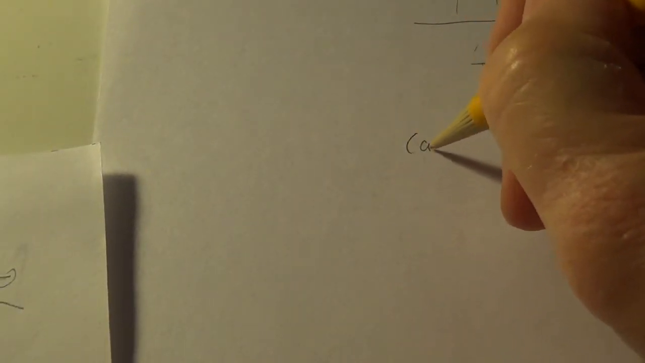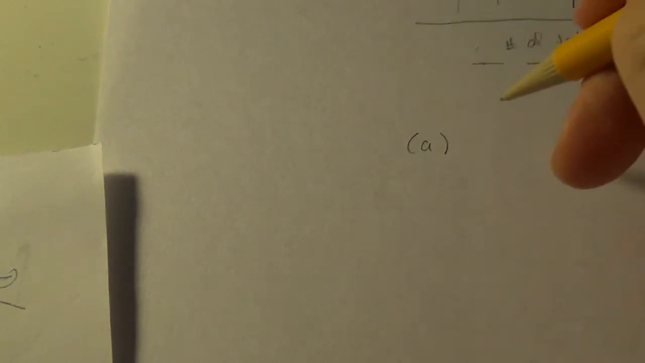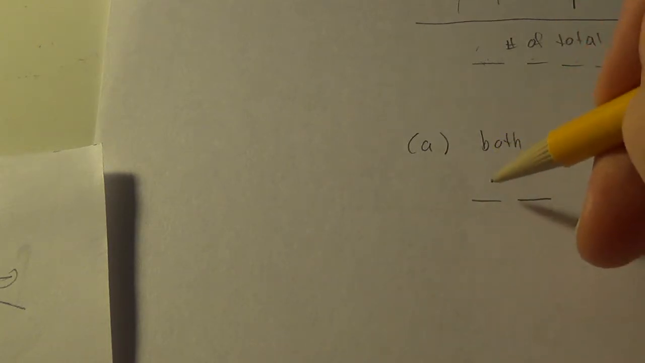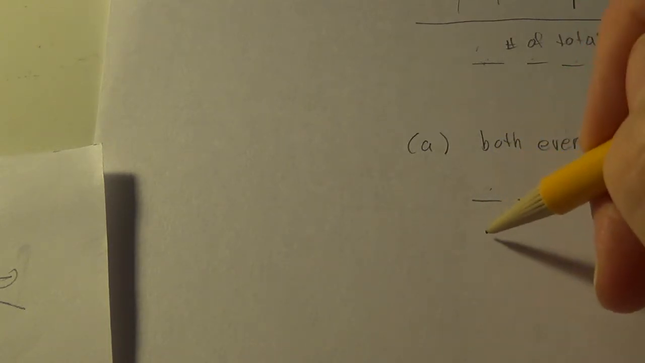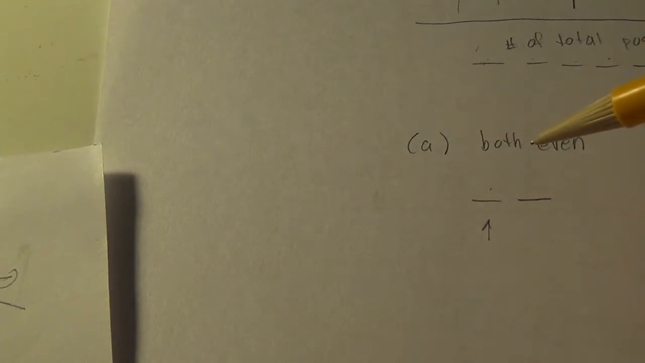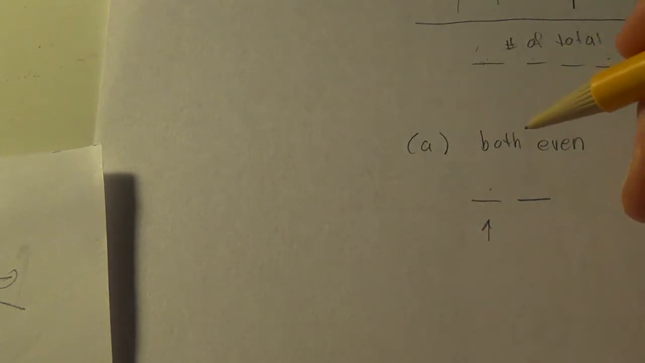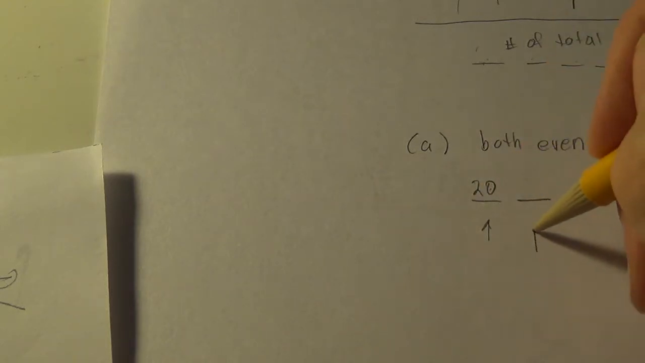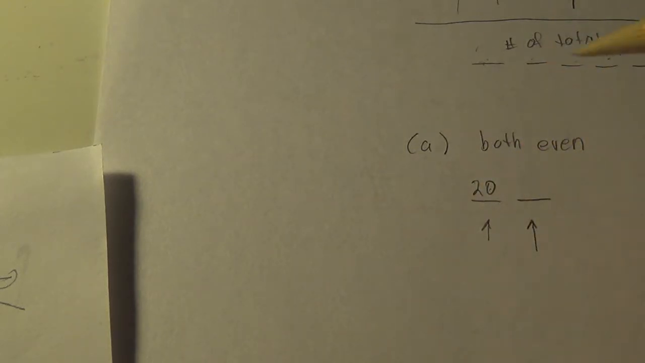Alright, on part A, it said the numbers are both even. So I want the number of ways we can pick an even number on the first draw from the random generator from 1 to 40. So there are 20 even numbers. Then the second draw is still 20 because they can also generate the same number twice.